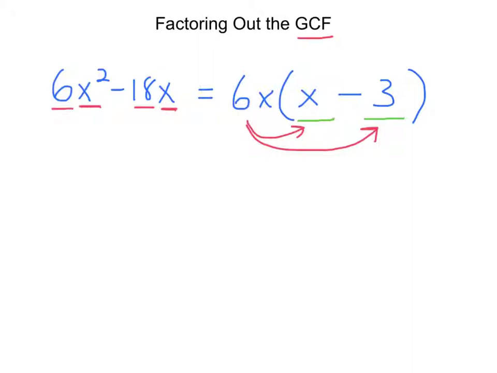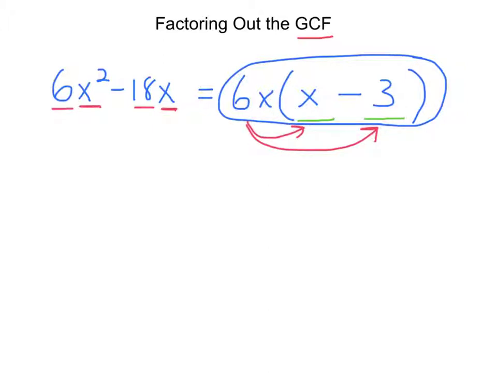So that would be the answer. That would be the factored form. The 6x that's in front of the parentheses is the GCF, or the greatest common factor. And you see we factored that out, meaning it's in front of the parentheses. We've taken 6x out of both terms, and then we've written what's left of each of those two terms after we've already factored out the 6x.